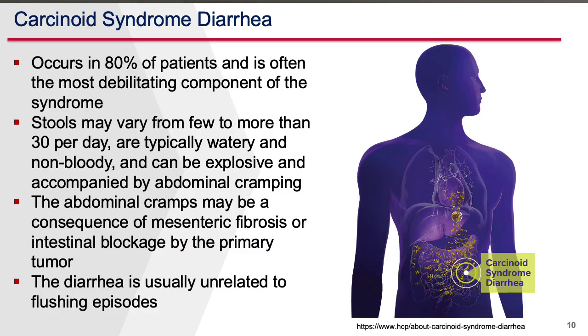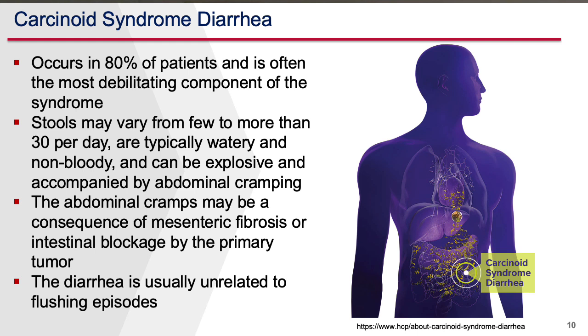Now, carcinoid syndrome diarrhea occurs in approximately 80% of patients, and is often the most debilitating component of the syndrome. Stools may vary from a few a day to 30 a day, and they're typically watery. There's usually no blood present. It can also be explosive diarrhea. It can also come with abdominal pain. The abdominal cramps may be a consequence of mesenteric fibrosis. Dr. Kanji explained earlier what mesenteric fibrosis is and what the symptoms may be, and abdominal pain is one of them. That can also cause obstruction, so it's important to recognize those symptoms.